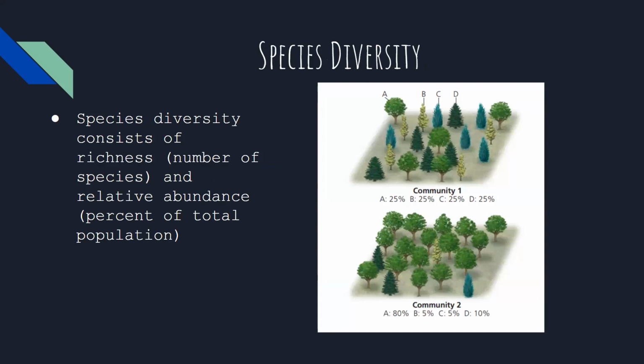And next you have species diversity. So this consists of richness, which is the number of species, and the relative abundance, which is percent of total population. So in community 1, you'll notice that each one of these different tree types has 25%. And in community 2, you have 80% for A, 5% for B and C, and then 10% for D. So the richness for both of them will be the same because the number of species is still 4, but then relative abundance will be much more skewed for community 2 because A is obviously much more abundant than anything else. Whereas in community 1, everything is a lot more even because it's all split 25%.